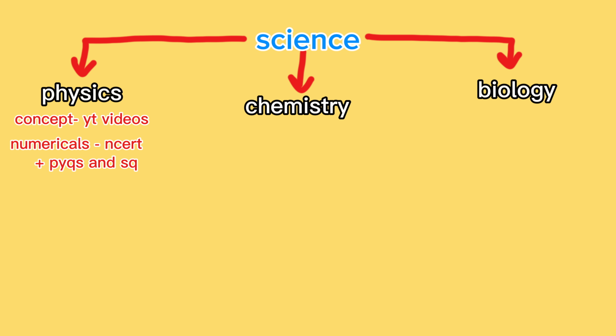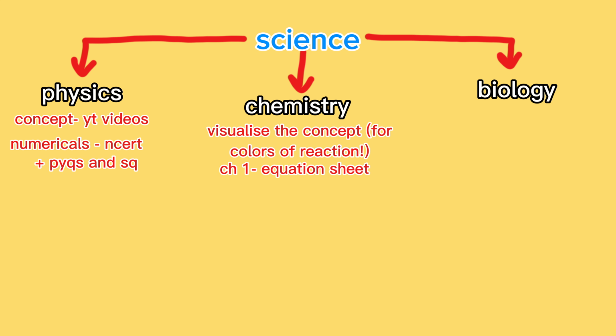The next is chemistry, which, in my opinion, is kind of all about visualization. For chemical reactions and equations, write all the given balanced reactions on a sheet of paper and stick it up on your desk so that every time you look at it, you memorize a reaction. Do practice questions of balancing, it's very important.